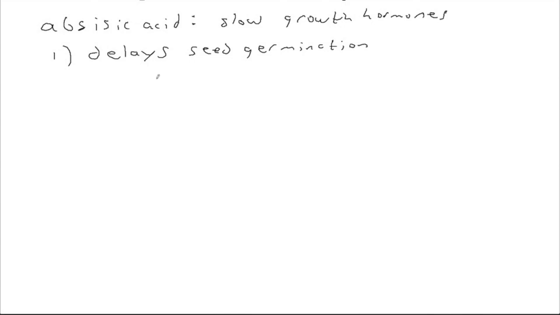Okay. So if the seed can sense that the period of cold is ending and now the area is warming up, that's kind of a signal that spring is coming. So that would be an indication again that it's time to grow. So anyway, if the seed is sensing that the current conditions are poor for germination, abscisic acid can delay the seed from germinating. Okay. Good.